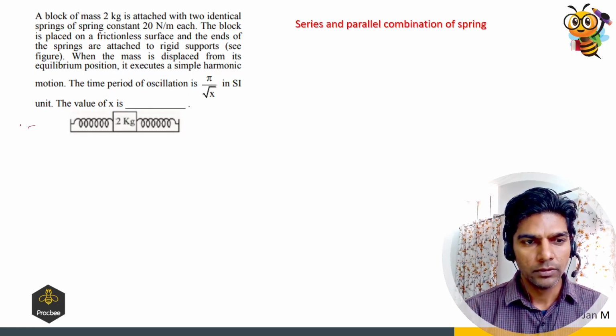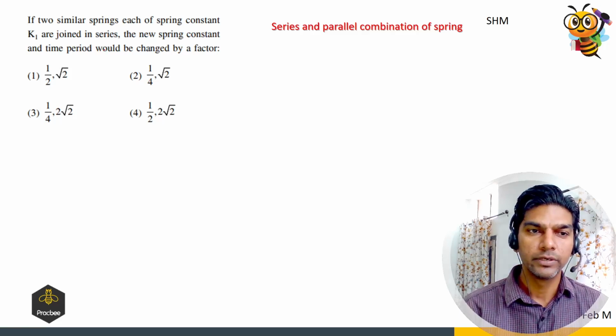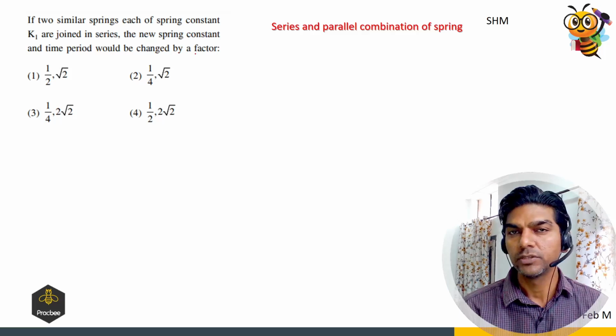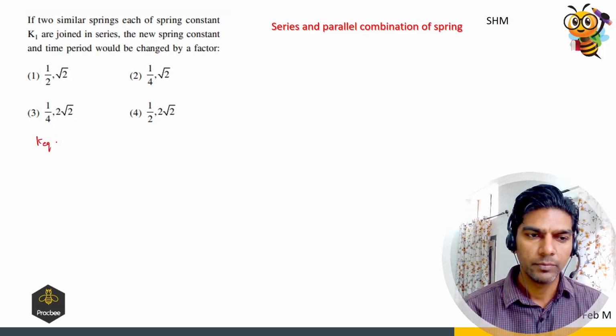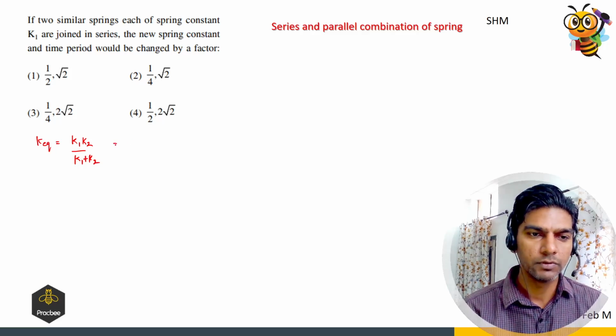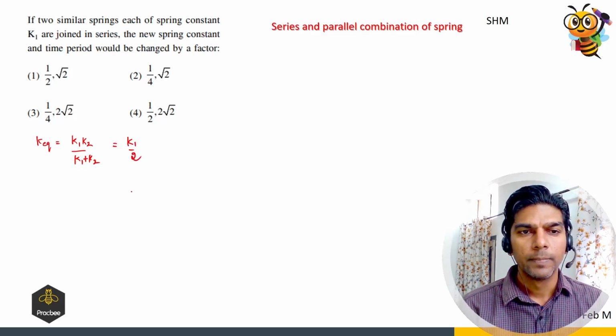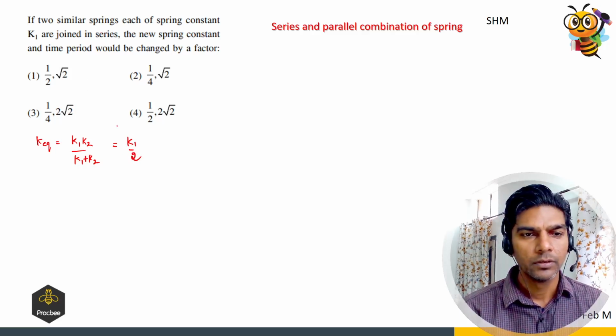Okay, similar question. I'm keeping this question as homework that you can try. If two similar springs, each of spring constant K1, are joined in series, the new spring constant and the time period would be changed by the factor of what? So we know that when we have two springs in series, the effective K equivalent will be given as K1 K2 upon K1 plus K2. Now in this case, both the springs have the same spring constant, so this will become K1 by 2. So we can say the spring constant will be decreased by the factor of 2, and so option 2 and option 3 are incorrect.